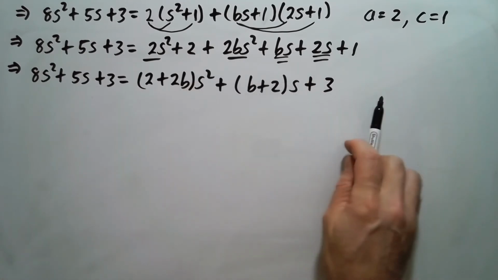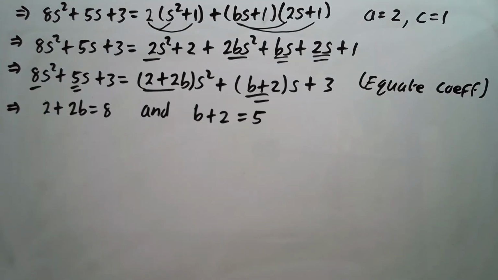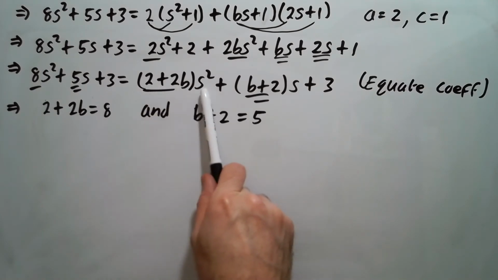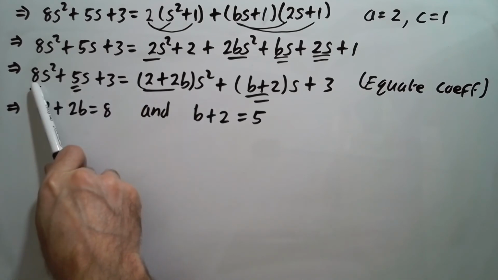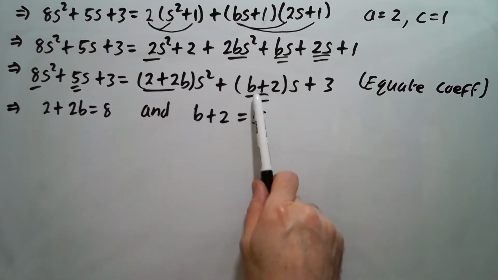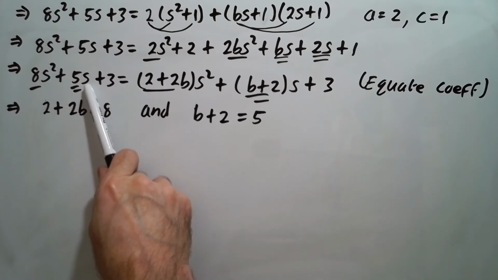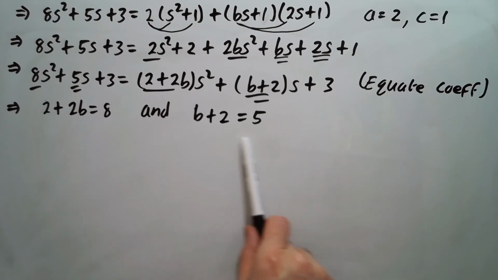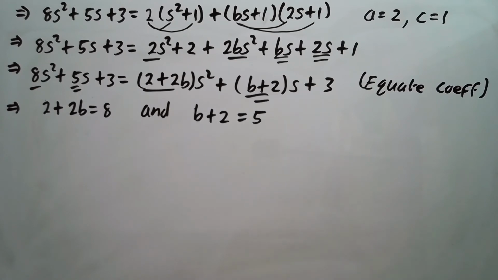So we can equate the coefficients then. Our 2 + 2B is the coefficient in front of s² here, which must equal the coefficient in front of s² on the other side, so it needs to equal 8. And the B + 2 coefficient in front of the s must equal 5, which is the coefficient in front of the s on this side. We have these two equations, and if you subtract 2 here, it looks like B is 3, and that should work here also. So B is 3.